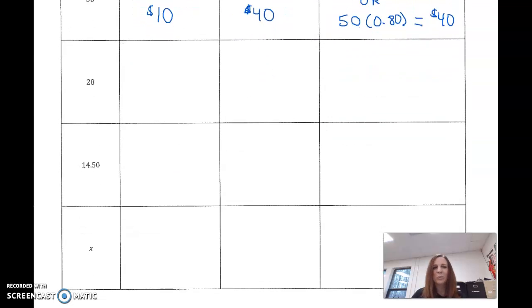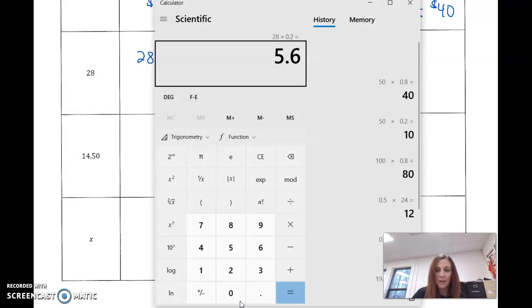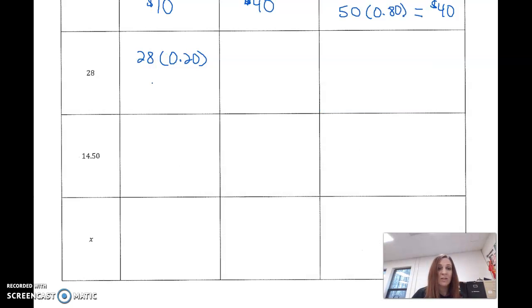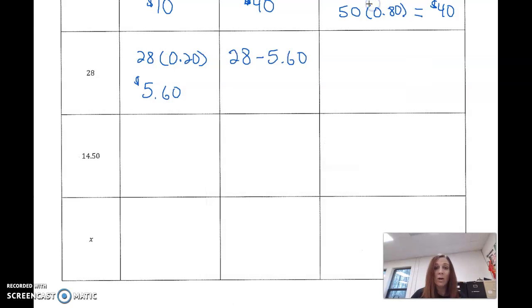Okay. Let's just do 2 more. Okay, I'm going to do the 28 here. All right, so let's say, same thing. I'm going to take $28 times my discount of 20%, 20 per 100. And it's 5.6, which is $5.60. Okay, so my discount is $5.60. So if I wanted to figure out what I was paying, I'm going to take the original cost of $28 minus my discount of $5.60, and I get 22.4 or $22.40.